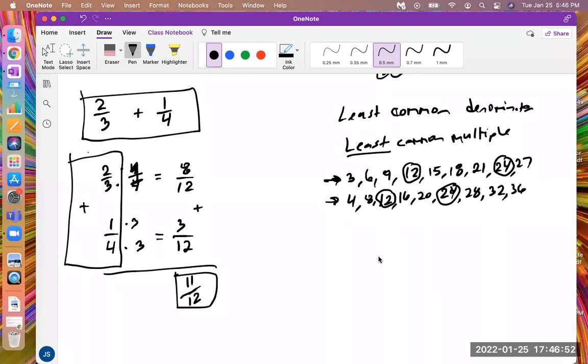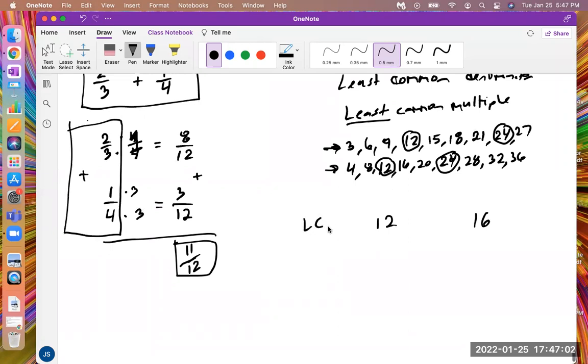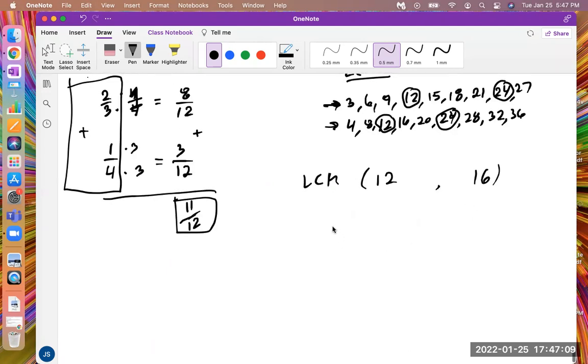Let's think about if I had denominators of 12 and 16. What I would do to find the least common multiple, so the LCM of 12 and 16, is prime factor both. I factor 12, and then I factor each factor again and again as far as I can go. Then I take 16 and I factor that one.